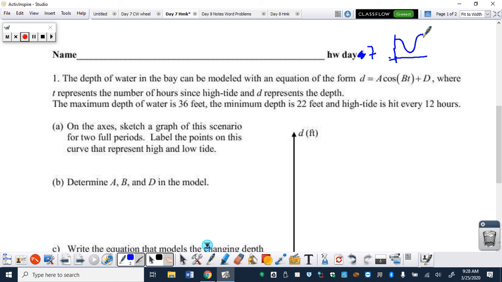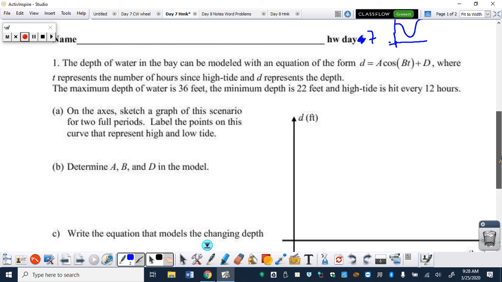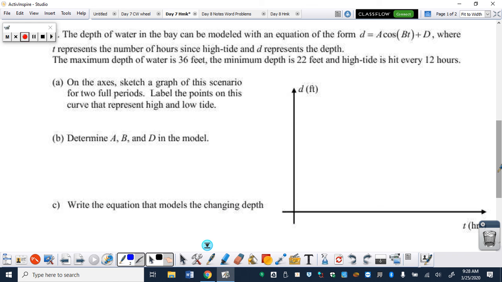The maximum depth of the water is 36 feet. Then the minimum depth is 22 feet, and high tide is hit every 12 hours. On the axis, sketch a graph of the scenario for 2 full periods. Label the points on the curve that represent high and low. All right, so a couple of things that we know from our word problem. The maximum is 36 feet. The minimum is 22 feet, and the high tide is hit every 12 hours.